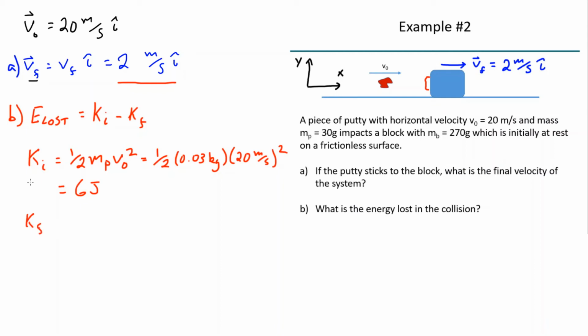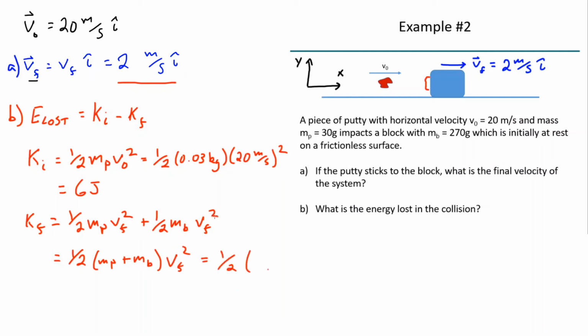The final kinetic energy, well, now both the putty and the block are moving with the same velocity. So I can write this as 1/2 m putty V final squared plus 1/2 m block V final squared. This I can also just write as 1/2 times m putty plus m block, times V final squared.